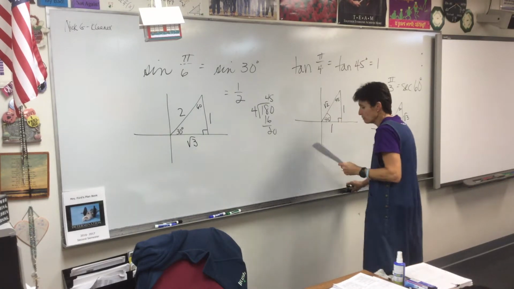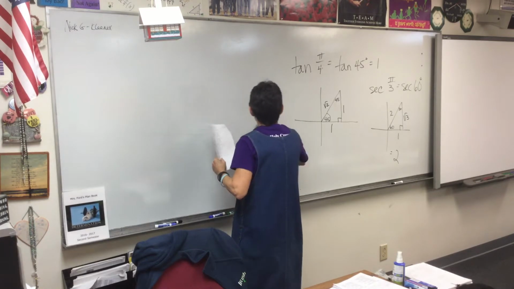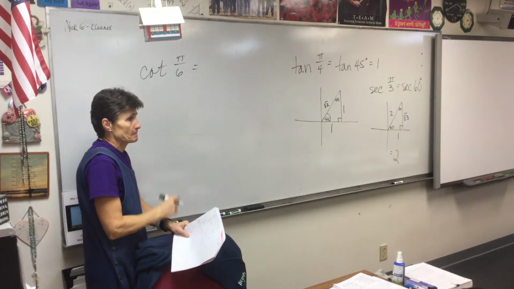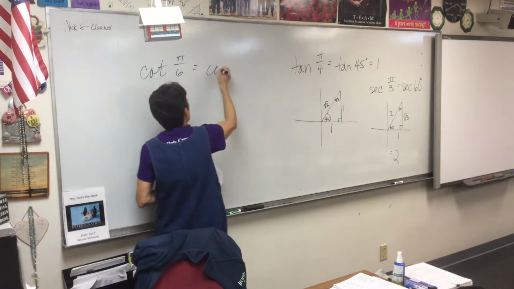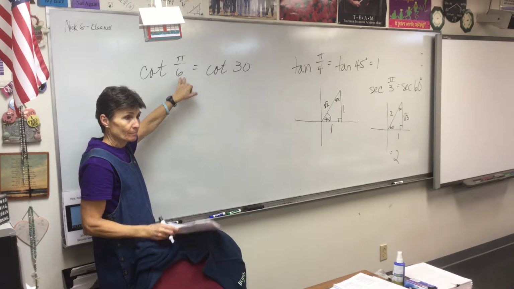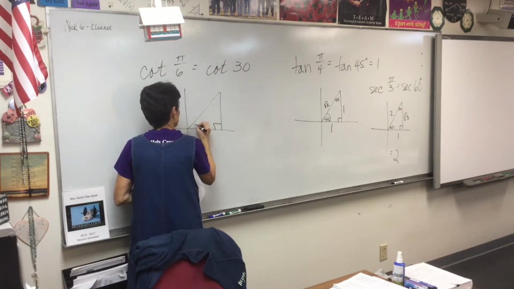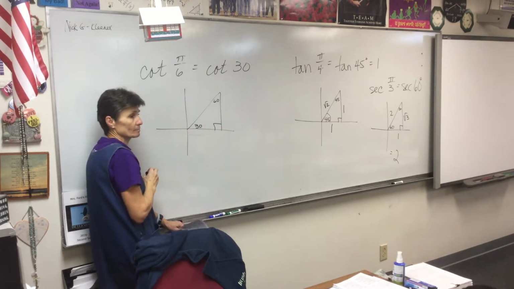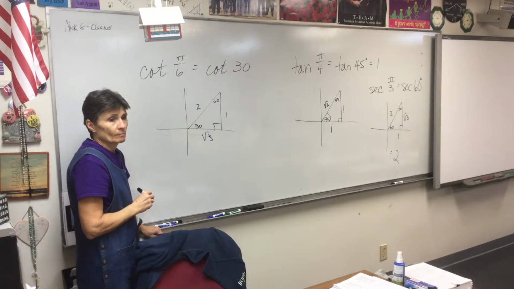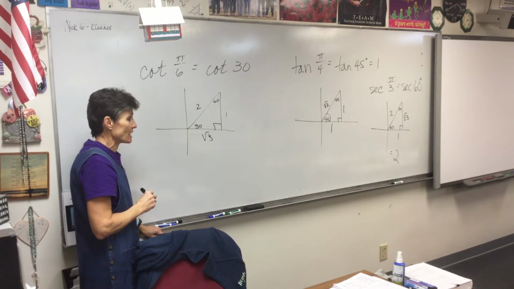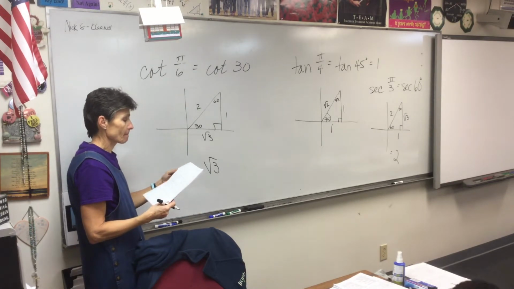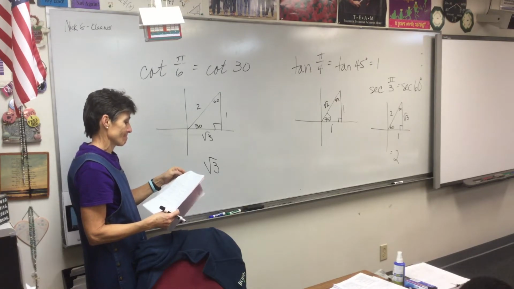All right, cotangent, pi over 6. That's hard. Cotangent, pi over 6. 30. That's a 30. And the reason we know that it's 30 is because 180 divided by 6 is 30. So I need to draw my 30. I know that's 60. I know the sides are 1, root 3, 2. I want cotangent, which is adjacent over opposite. So root 3 over 1, or just root 3. We need so much time for a quiz like this. It takes like 4 minutes.